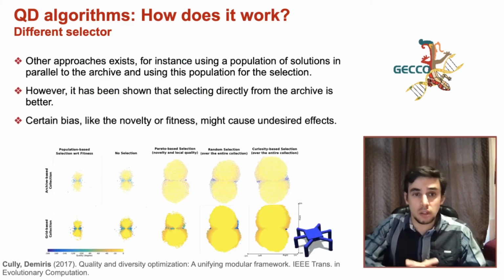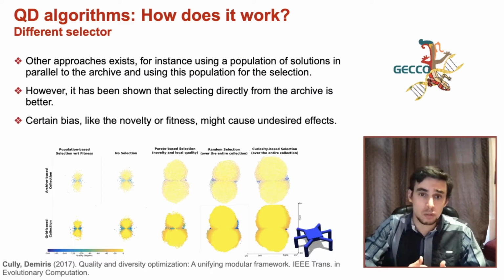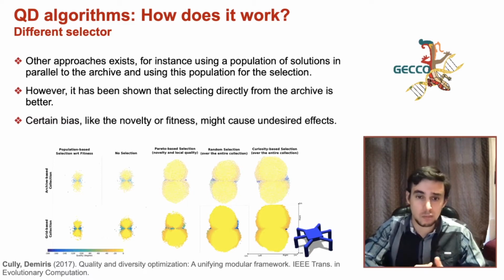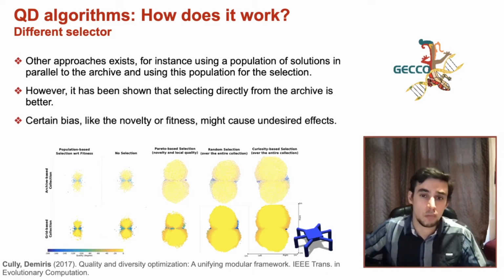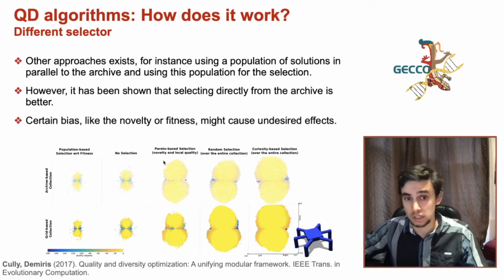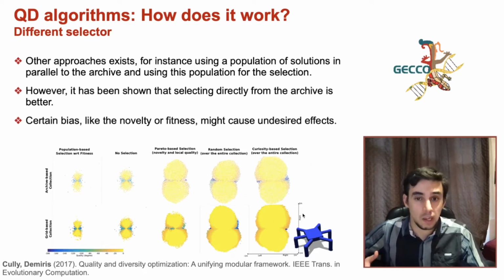Some other approaches exist. So for instance, we can use a population of solutions in parallel to the archive, as I said. But from some of the experiments, we have seen which is working better. Here you can see different techniques: either not doing selection, using a novelty score and a local competition score, selecting randomly over the archive, or using the curiosity score. We can have different values.